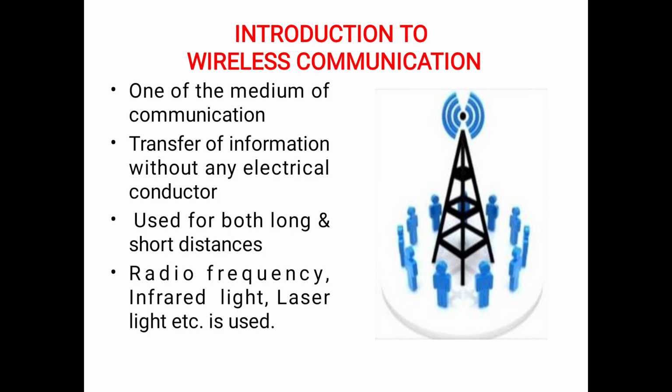What is wireless communication? Before that, what is communication? Communication is transferring of information from one place to another. We can transfer data from one place to another in the form of electrical signals. It can be used for both long distance and short distance, not short distance only.